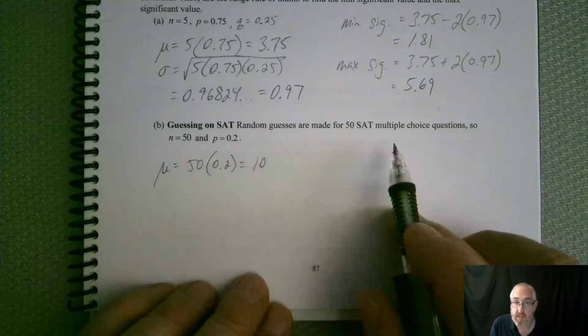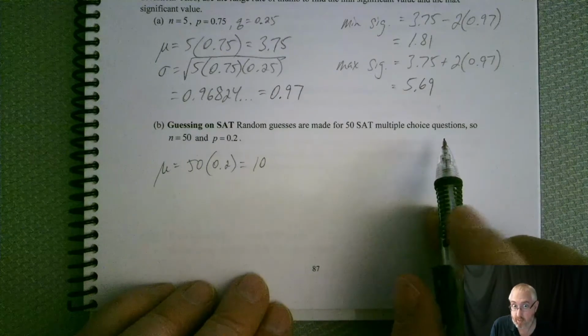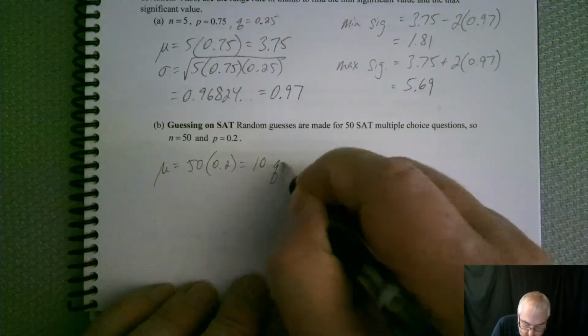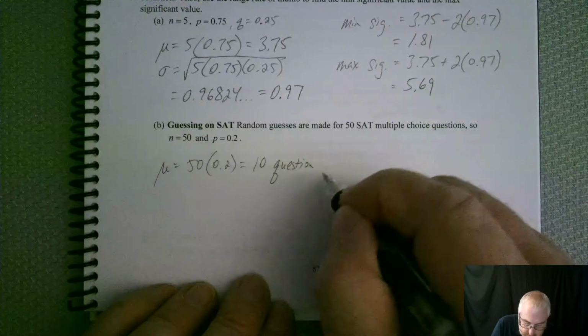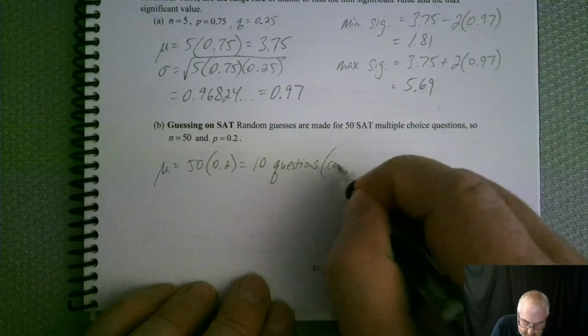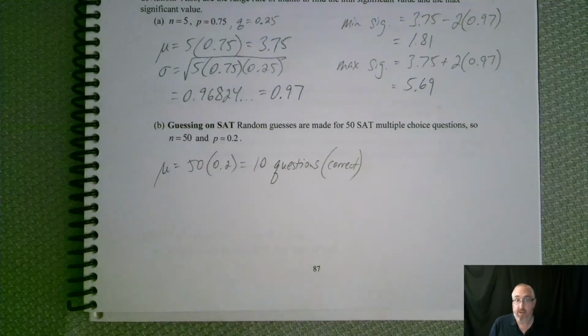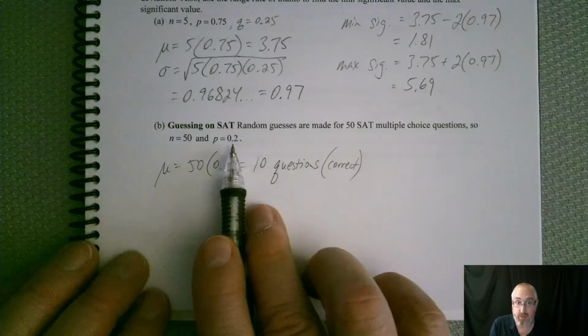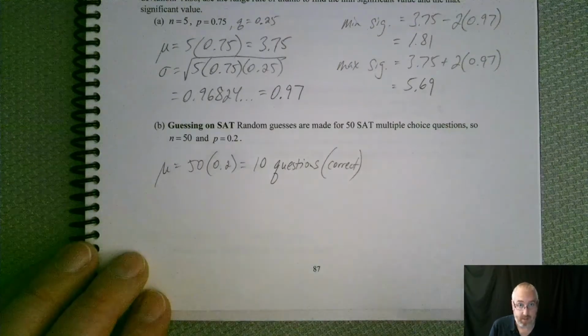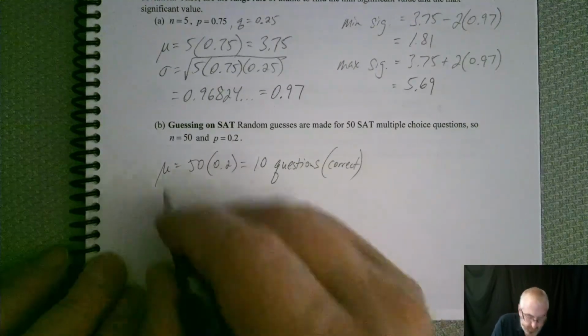So random guesses on questions. So 10 questions, and I'll put in parentheses, correct. Because that's the thing, you're trying to guess right, hopefully, not guess wrong. So there's a 20% chance you're going to guess right if there's 5 answers.